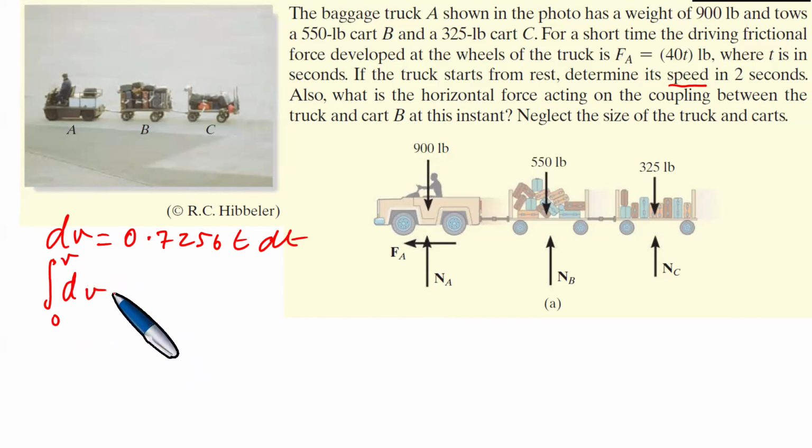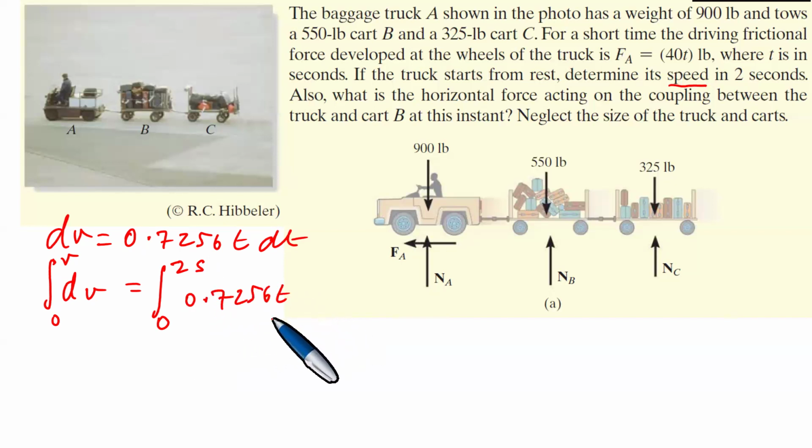Right, so we have this one, 0 to V. And then now in the 2 seconds, you then say, the time here is from 0 to 2. You can say 2 seconds like this. And it is 0.7256t. The velocity becomes 0.7256 t squared over 2.